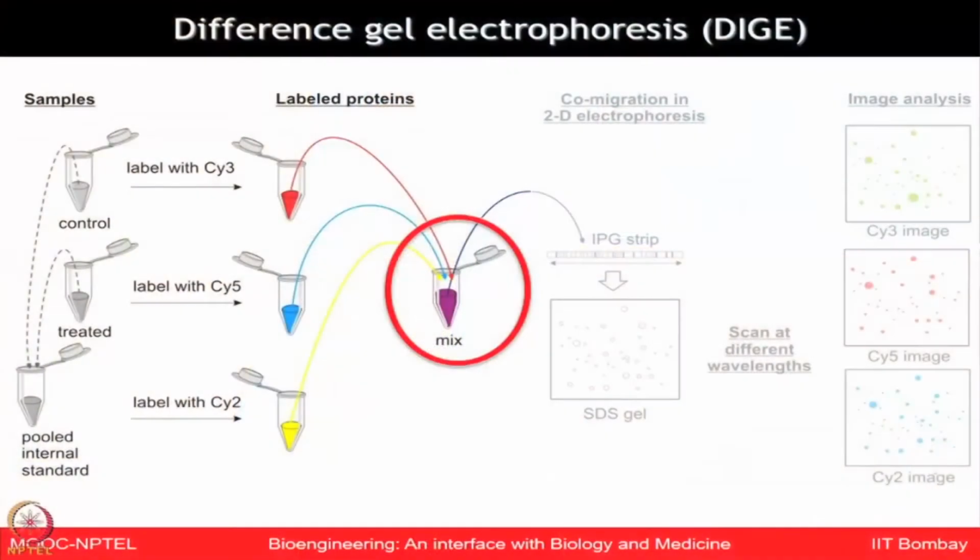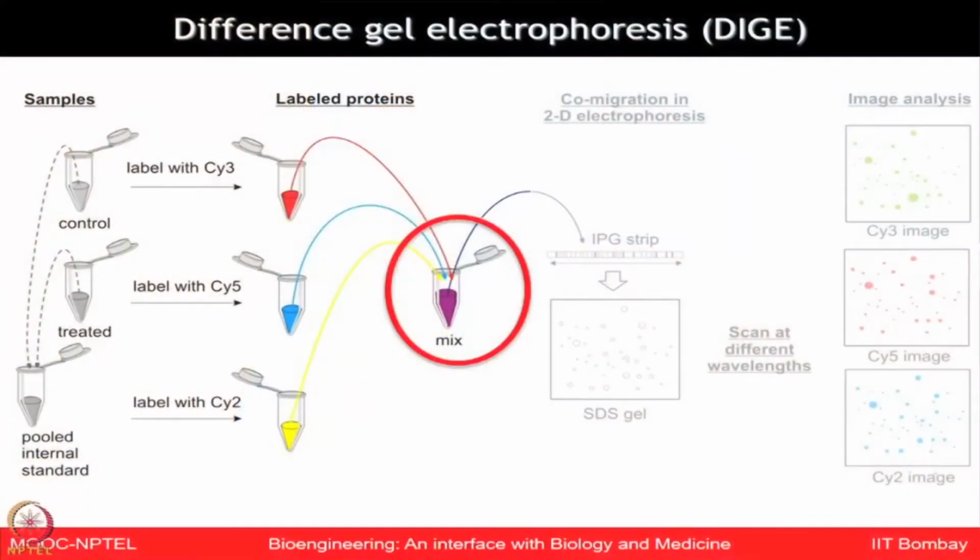So, for gel 1 you have, let us say, healthy one H1 and diseased one D1, plus the internal standard. For gel 2 you have H2 and D2, plus again the internal standard, and like that you can have Hn and Dn plus the internal standard. So, each gel will have the internal standard and one set of healthy and diseased individual proteins. You are mixing them together.